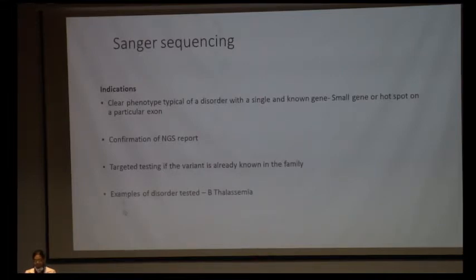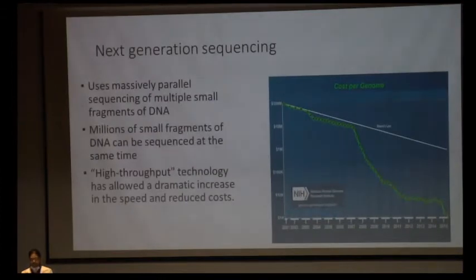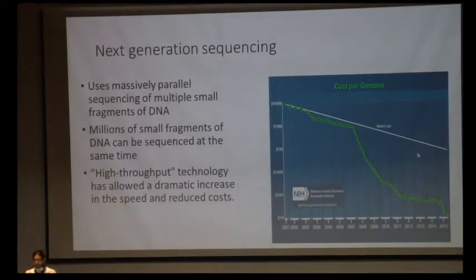An example of a disorder which is commonly tested by Sanger sequencing is beta thalassemia, since it has only 2 exons, so it's easy to do this technique. Next, coming to next generation sequencing, this is a technique which was developed in the 2000s. So this has really revolutionized the field of genetics.